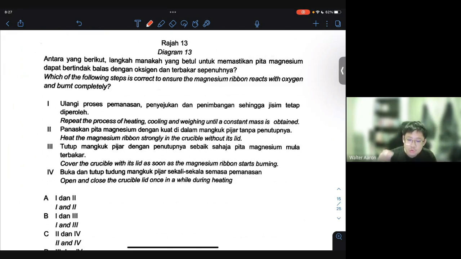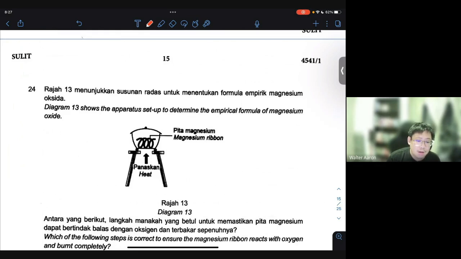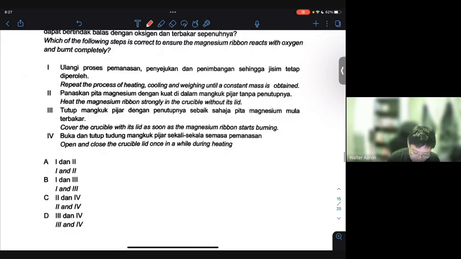Another step is to take the whole crucible with the magnesium oxide and weigh it repeatedly, again and again, to make sure that it has a constant mass. Once you achieve that constant mass, the reaction is technically complete. So the best description for this whole experiment is actually 1 and 2. Repeat the process of heating, cooling, and weighing until the mass is constant, and then heat the magnesium ribbon strongly in the crucible without its lid.